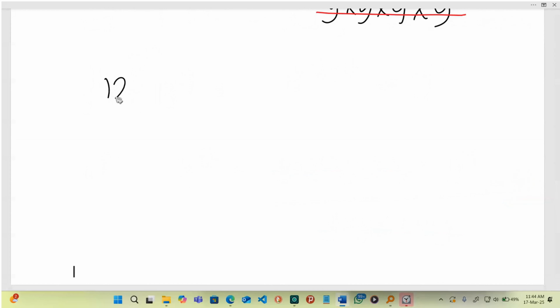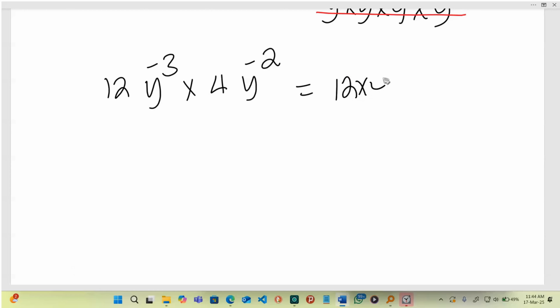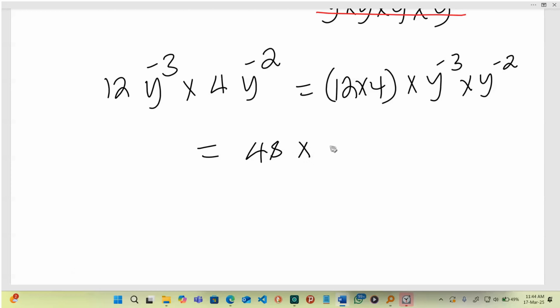If I have 12 times y to power negative 3 times 4 times y to power negative 2, this is the same as saying 12 times 4 times y to power negative 3 times y to power negative 2. So this becomes 48 times y to power negative 3 plus negative 2. So this is the same as 48 times y to power negative 5.